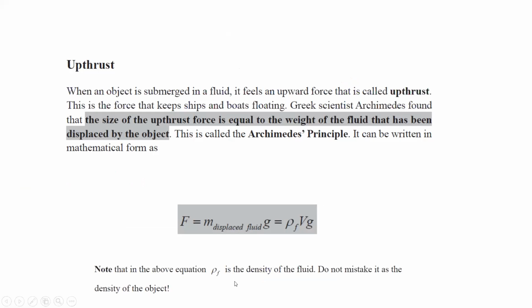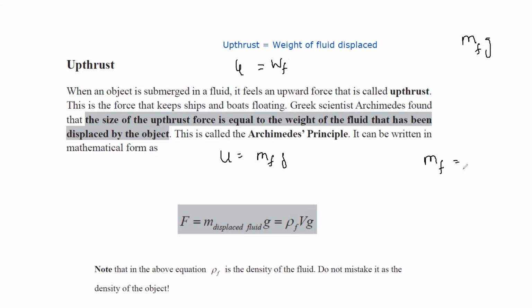As we know, upthrust is equal to the weight of the fluid displaced, and weight is equal to mg. So that will be the mass of the fluid. We can say the upthrust will be equal to the mass of the fluid times gravity. And what about the mass of the fluid? The mass of the fluid is the density of the fluid multiplied by the volume of the fluid displaced. This is not the total volume. This is the volume of the fluid displaced. So we can say upthrust is equal to density of the fluid times volume of the fluid times gravity.